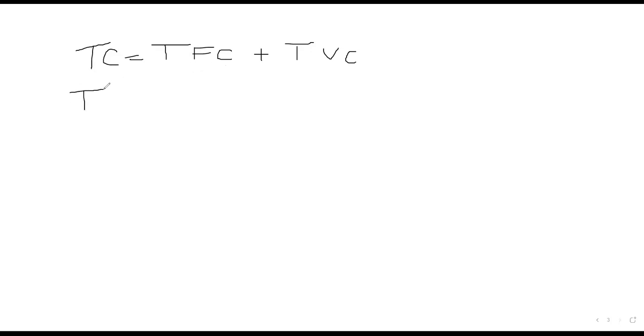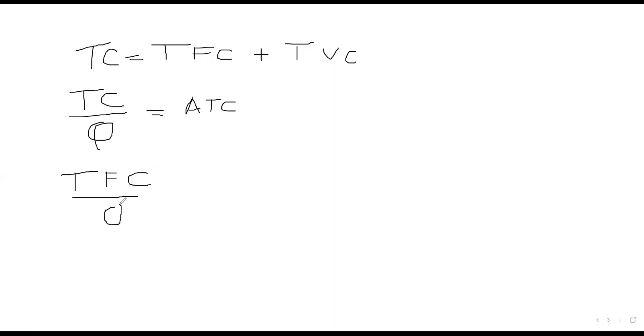When we divide the total cost over quantity, we call this our what? Our average total cost, ATC. Anything divided by Q becomes average. Are you together? So what becomes our total fixed cost if we divide it by Q? Average fixed cost. It becomes our average fixed cost. And what becomes our total variable cost divided by quantity?